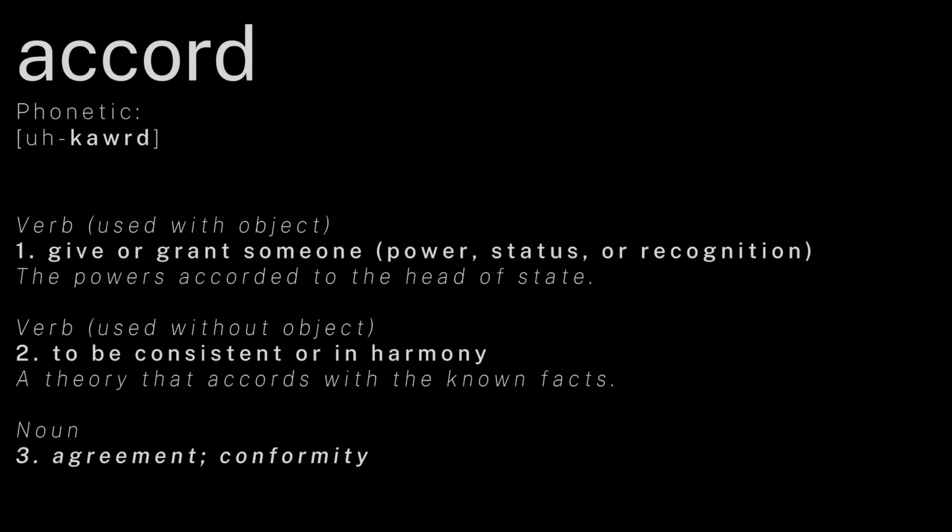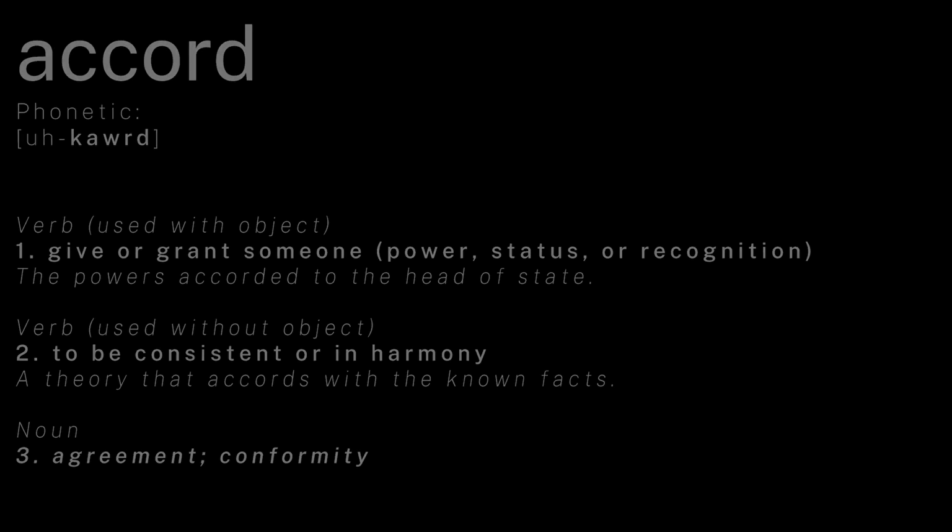Our 33rd word is accord, which is a verb used with an object that means give or grant someone power, status, or recognition. For example, the powers accorded to the head of state. It is also a verb used without an object that means to be consistent or in harmony. For example, a theory that accords with the known facts. It is also a noun that means agreement, conformity.